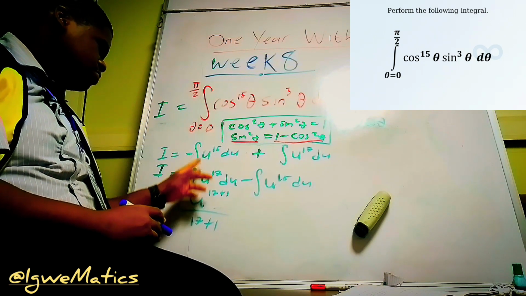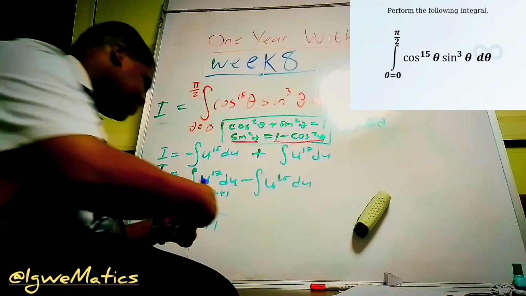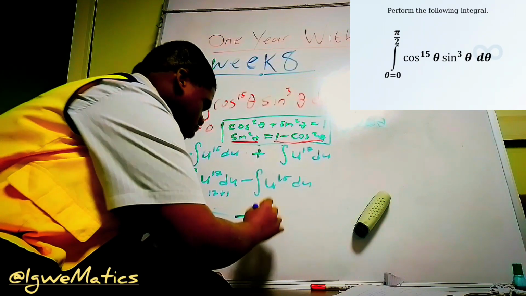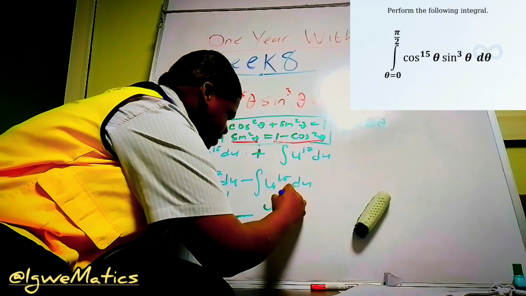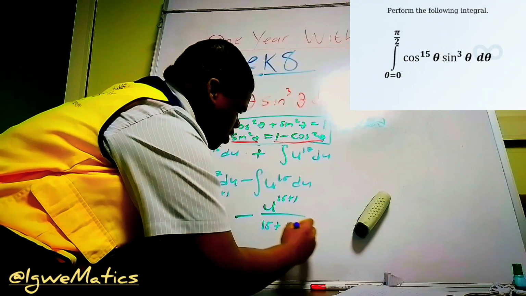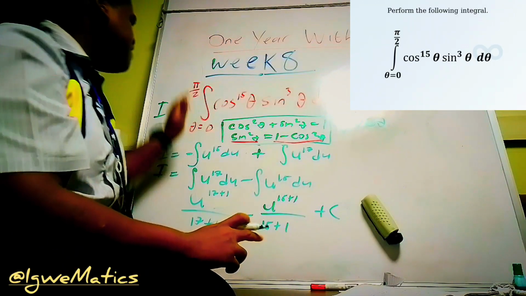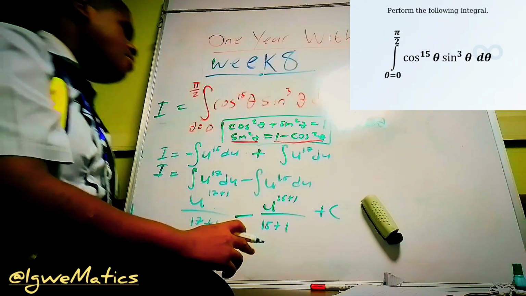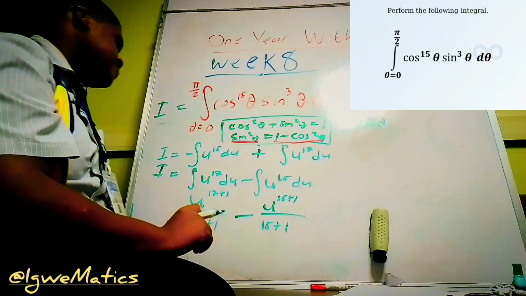So here you have u to the power of 17, so u to the power of 17 plus 1 divided by 17 plus 1, minus the integral of u to the power of 15 du, which will be u to the power of 15 plus 1 divided by 15 plus 1. Don't forget your integral constant. But since it's a definite integral, you have the upper bound and your lower bound. The integral constant ends up cancelling, so I'm just going to clean it up now.